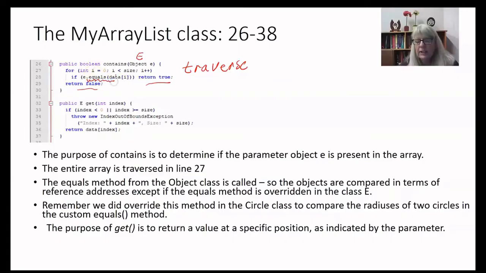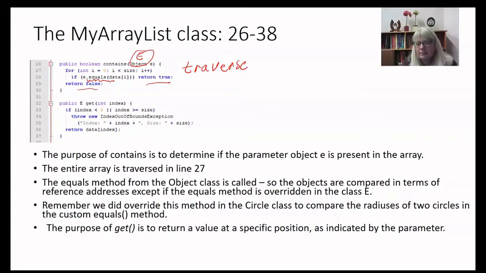If you have overridden the equals method in the class, which class? The class we use as E. In this case, in the geometric object class, or a subclass thereof. And yes, we did. We overrode the equals method to check circles according to their radius. So this equals is one of those polymorphic methods that will be checked in the class that's using this class to understand which equals to be done.